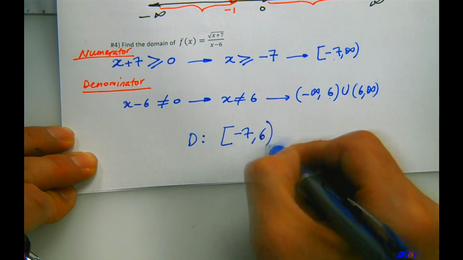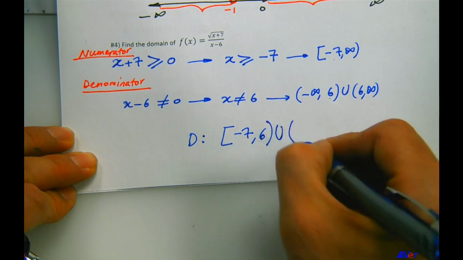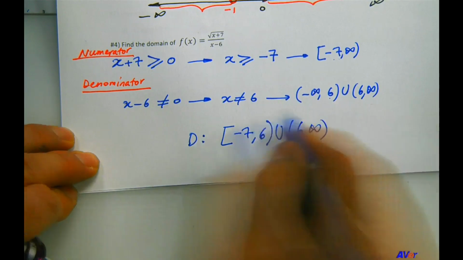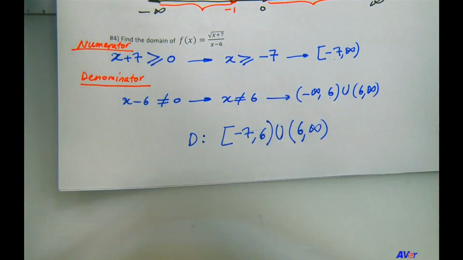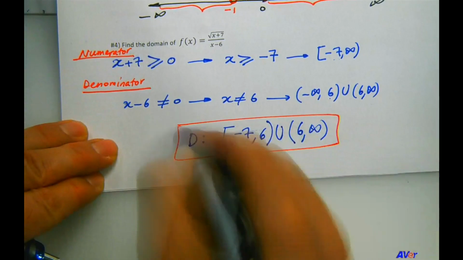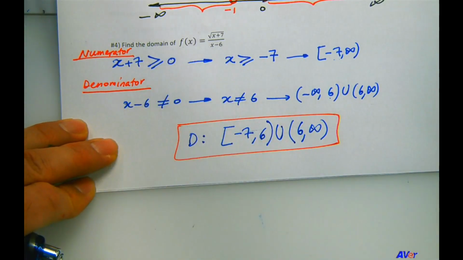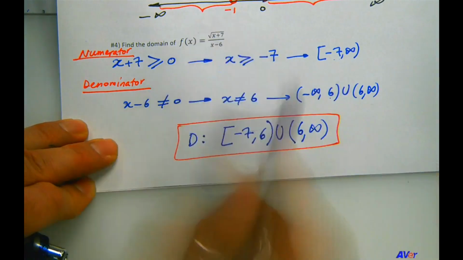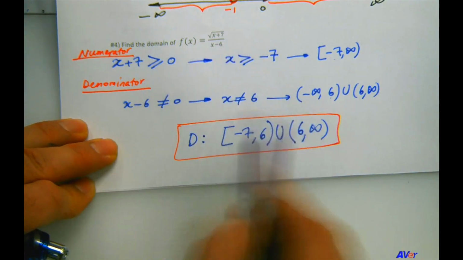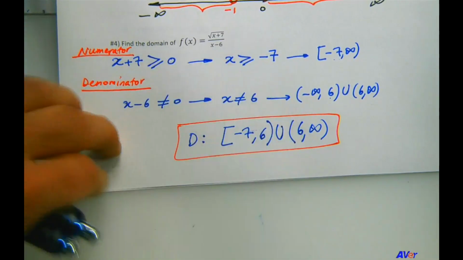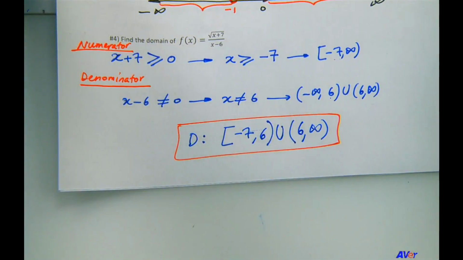Put a parenthesis there, union, parenthesis again, 6, infinity. So this final domain satisfies this whole function. Okay? It satisfies the numerator, it satisfies the denominator. Therefore, this domain belongs to the whole function. Okay?